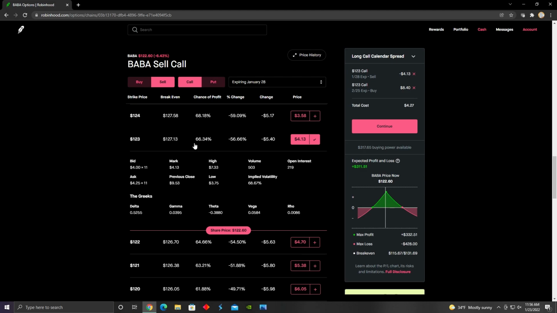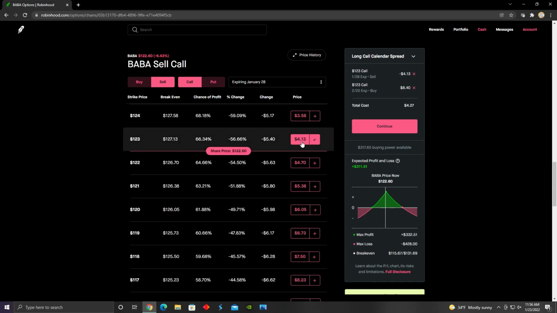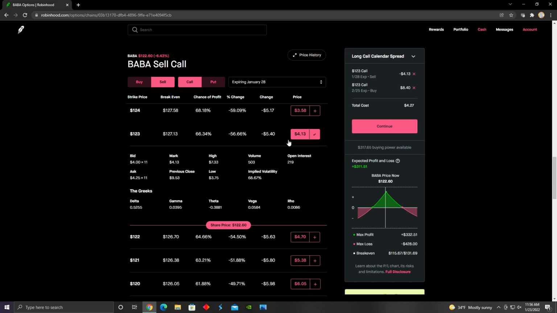So we can see right here that the short call that I shorted for my calendar spread has a theta of about 38 cents. So basically what this means is that with each passing day, all else being equal, so like if the share price stayed the same, if everything stayed the same, the premium of my short call will start to decrease at about 38 cents per day. So right now it's at $4.13.